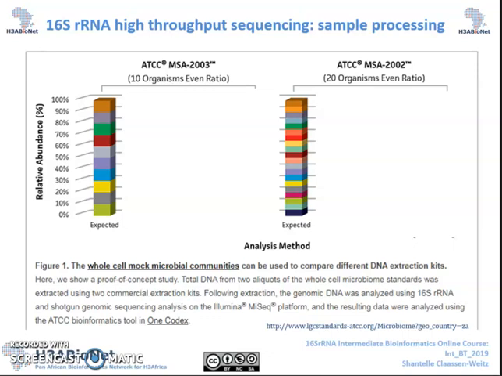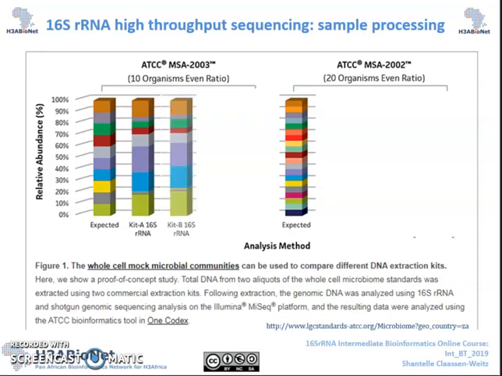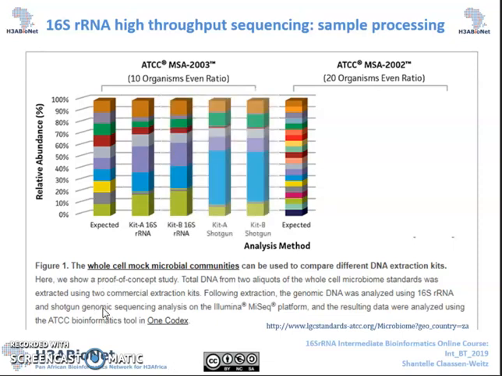They then sequenced the libraries prepared using the extracted DNA by A, targeting the 16S rRNA gene, and B, using shotgun metagenomic sequencing. Here we can see slight differences between bacterial profiles from kit A and kit B, but the major differences were observed between the two sequencing techniques.